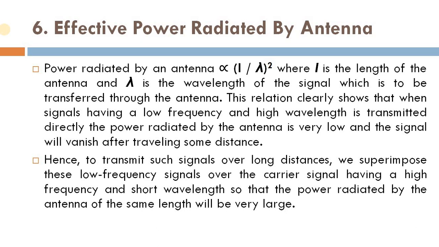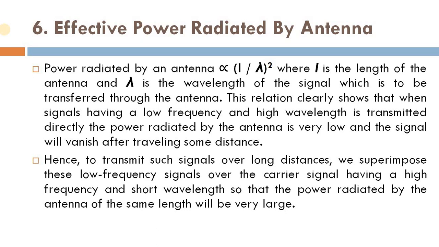Now let us consider effective power radiated by antenna. Power radiated by an antenna is proportional to (L by lambda) squared, where L is the length of the antenna and lambda is the wavelength of the signal which is to be transferred through the antenna. This relation clearly shows that when signals having a low frequency and high wavelength are transmitted directly, the power radiated by the antenna is very low and the signal will vanish after traveling some distance.